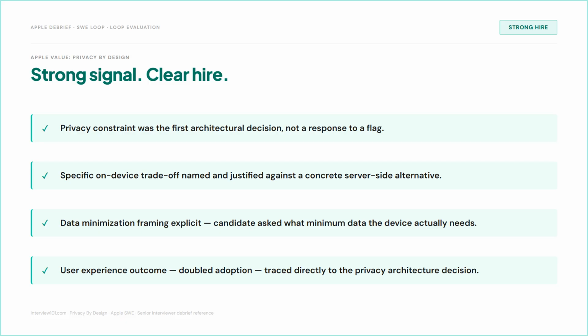Item 3. Data minimization framing explicit. Candidate asked what minimum data the device actually needs. Item 4. User experience outcome, doubled adoption, traced directly to the privacy architecture decision. Verdict: strong signal, clear hire.